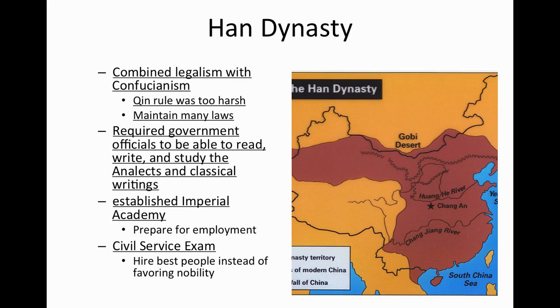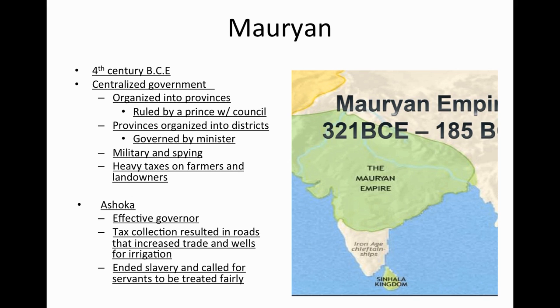And tribute, right? They're all going to be providing tribute, or all the conquered regions will provide tribute. The Mauryan dynasty, that's the first large Indian dynasty. Remember, that's Ashoka's dynasty. 4th century BCE, meaning the 300s. Again, very centralized. You're going to have different provinces. Each province is going to be ruled by a prince with a council, not necessarily a governor, but it's the same idea, right? Where you're going to have kind of a chain of command, right?